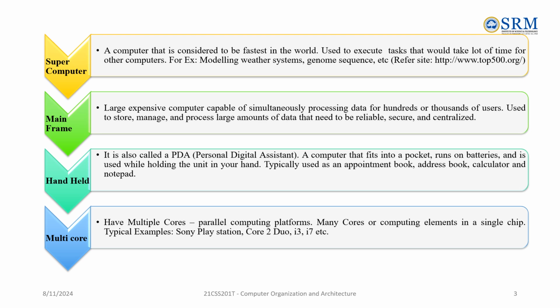Multi-core computers are computers that have multiple cores, a parallel computing platform. Many cores are computing elements in a single chip. Examples are Core 2 Duo, i3, i7, and so on.